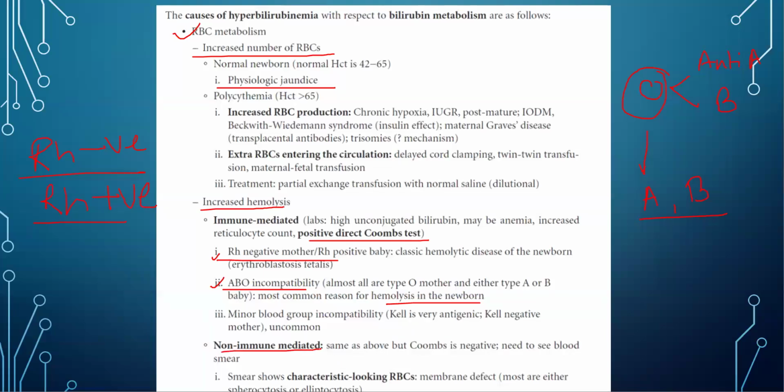And then there is non-immune mediated hemolysis. That's usually when the RBC is of a different shape. Normally RBC should be like this. But if the RBC becomes spherical or elliptical, then the spleen will think that this is a foreign body and it will destroy the RBC more easily and faster. So that's hereditary spherocytosis.